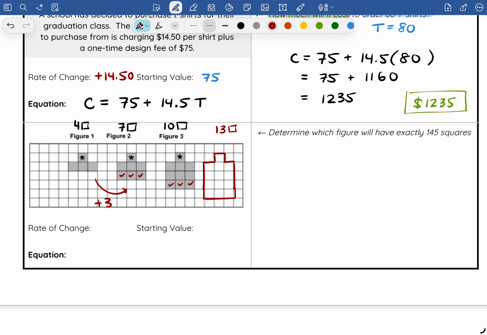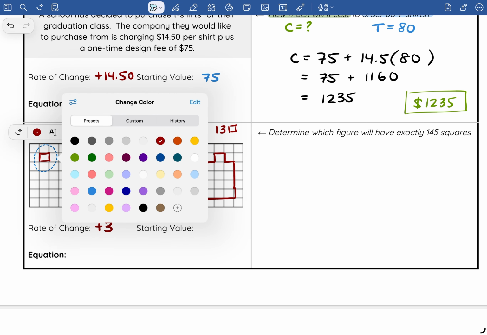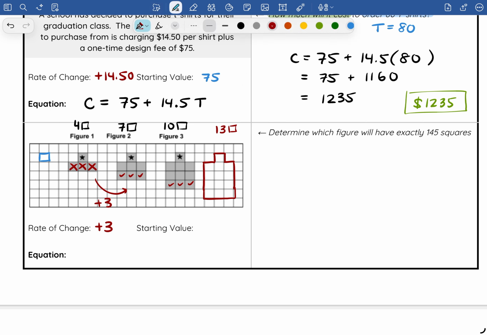So clearly our rate of change is plus 3. Our starting value is not just the first picture that we see, but just like what we saw up here, our starting value up here was how much we had to pay before we bought any t-shirts. So when T was equal to 0, which means our starting value for this one is when the figure is equal to 0. So we need to back our pattern up 1 step, which means instead of adding 3 boxes, we're destroying 3 boxes, and so all we have is 1 lonely little box left. And so our figure 0 is just 1.